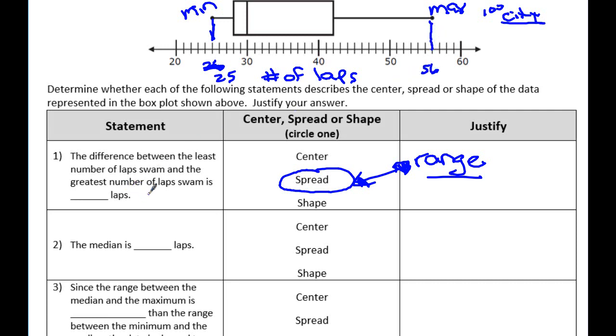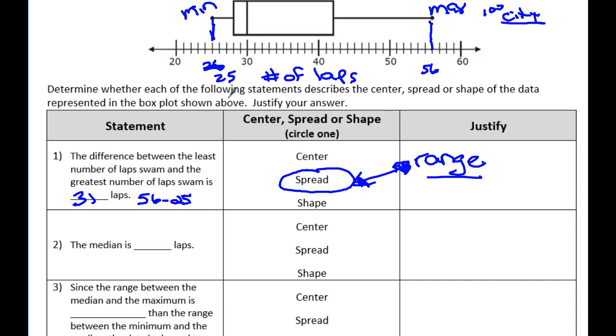So I just need to find the difference. So 56 minus 25, and it's going to be 31 laps. So this is the range, how spread out the data is.